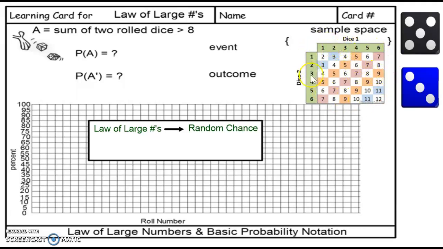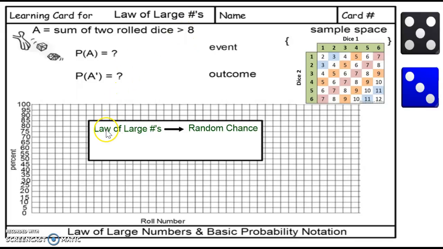as our sample space and looking at it as our event. So in this case, our event is going to be the sum of two rolled dice. And we're going to say that event A is the sum of two rolled dice is greater than 8. Okay, more than 8. That's what we're going to focus on.